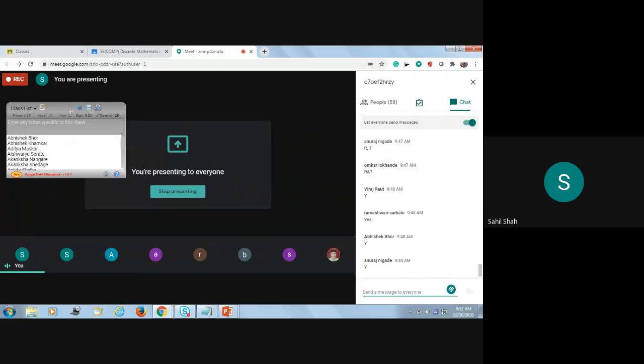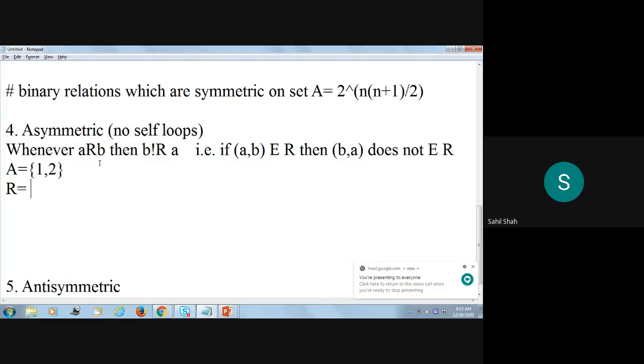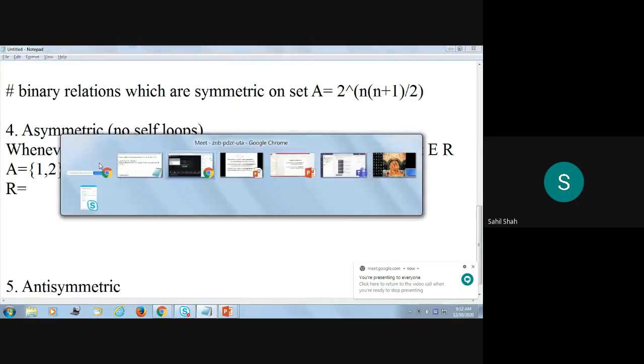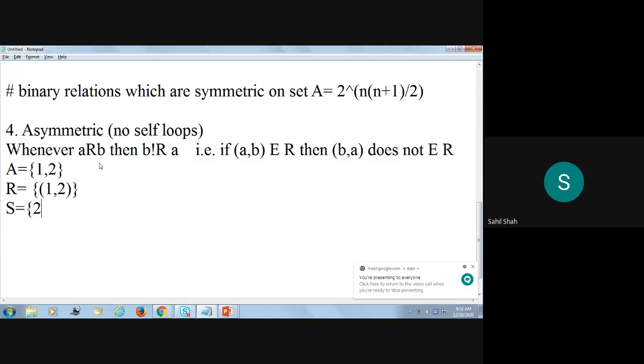Can you tell? Yes. A relation which can be said to be asymmetric. Any idea? Yeah, fine. One comma two. Very nice. Somebody may say 2 comma 1. Only one path exists. You will not have self loops as well.